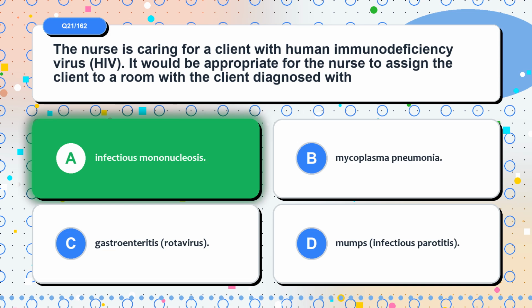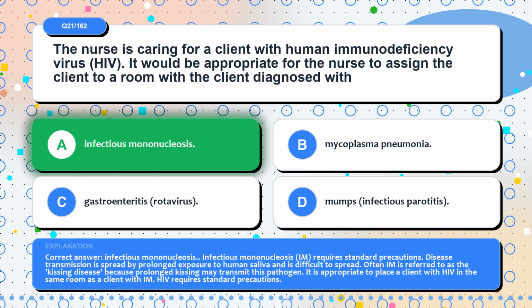The correct answer is option A, infectious mononucleosis. Infectious mononucleosis IM requires standard precautions. Disease transmission is spread by prolonged exposure to human saliva and is difficult to spread. Often IM is referred to as the kissing disease because prolonged kissing may transmit this pathogen. It is appropriate to place a client with HIV in the same room as a client with IM. HIV requires standard precautions.